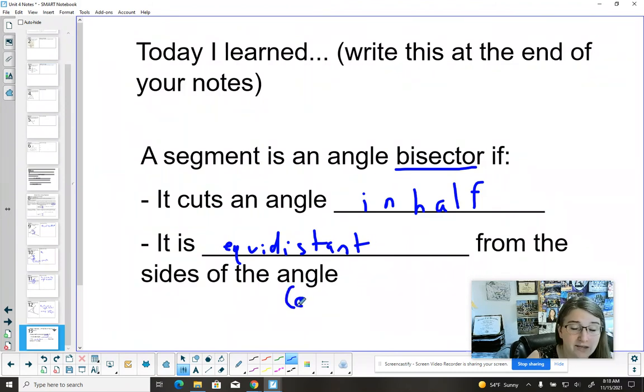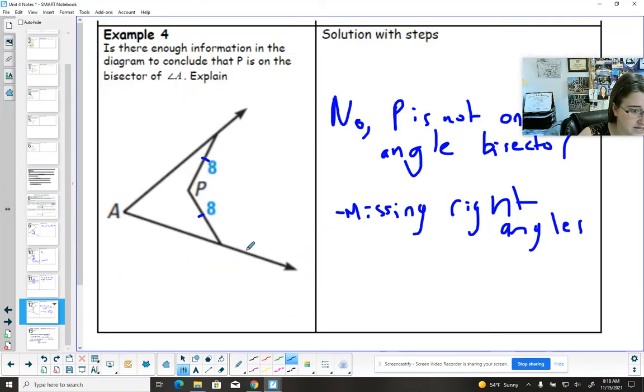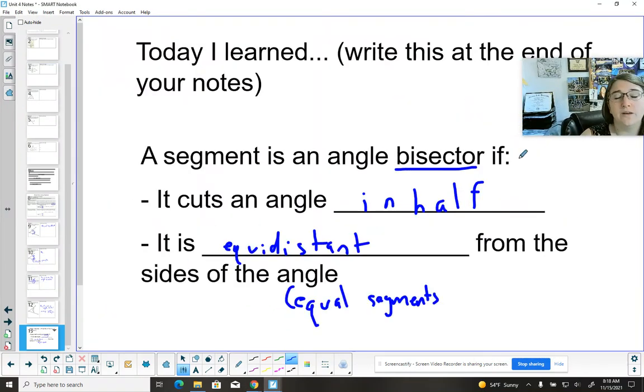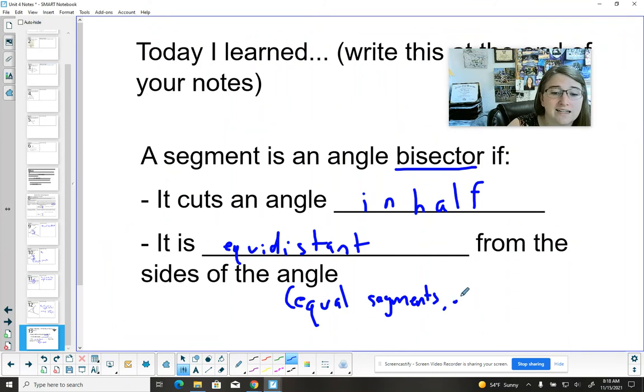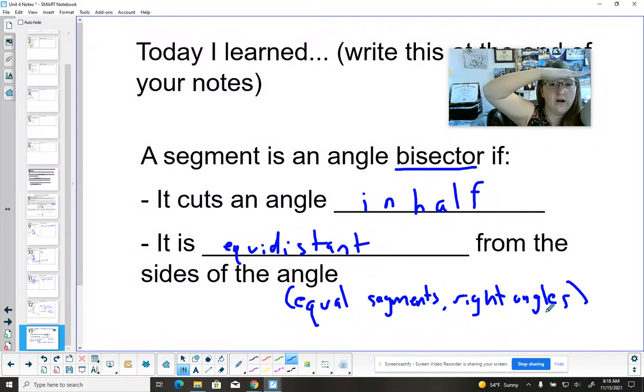Once again, that means two things. Equal segments, right? The 8 and the 8 here. But to be considered equidistant, we need to have the right angles as well. When we measure distances, we measure them straight on. We don't measure at an angle, right? So when we come back in class, we'll try a couple problems, but this is the general basic. Again, we're going to have lots of stuff equal to each other, so hopefully this is pretty simple.